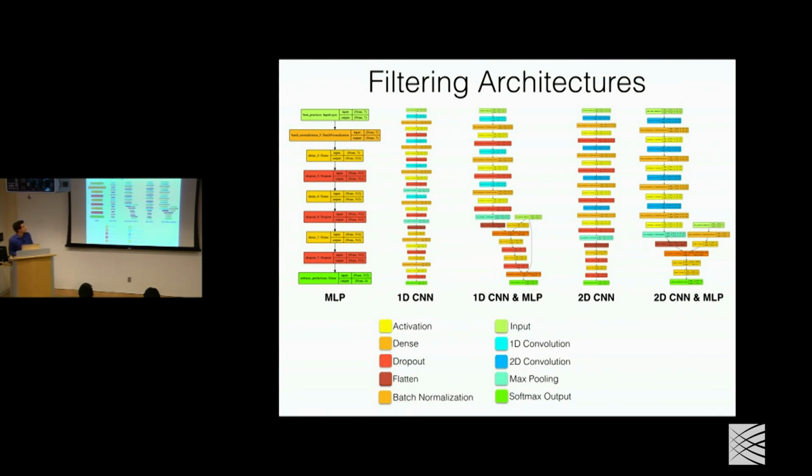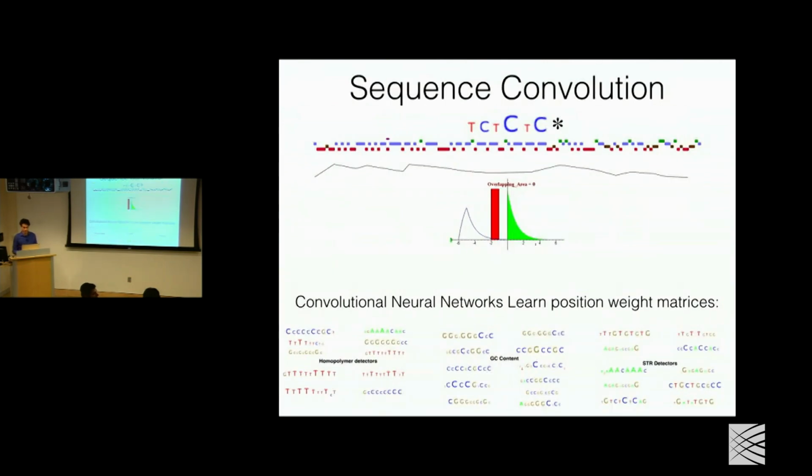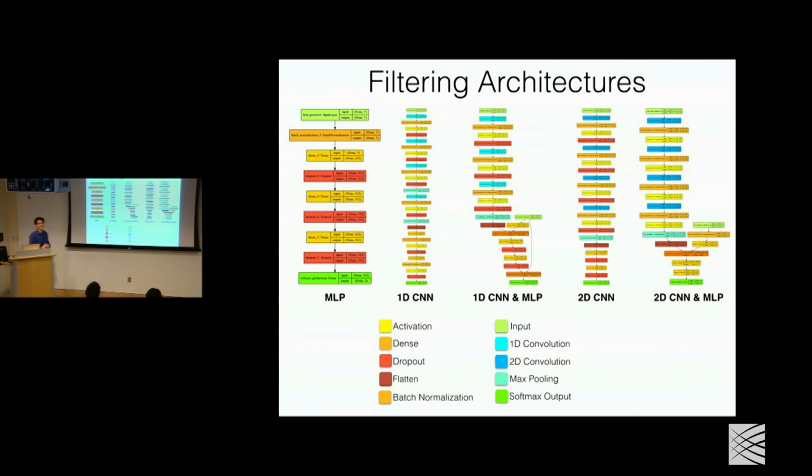Okay, so this multi-layer perceptron, yeah, question? Sorry, in the previous slide, you were saying CNNs learn these different types of detectors. Is that the CNN, when trained on the variant calling task, implicitly learning these detectors? Exactly. And we'll see that happen live if you just wait a few more slides.